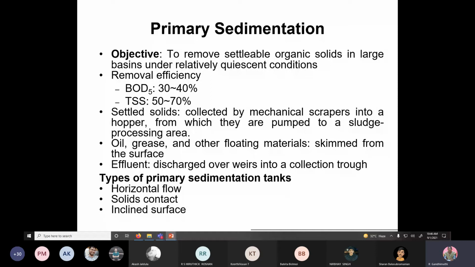Therefore, the main objective of the primary sedimentation tank is to remove the suspended solids. Here you can expect almost 50 to 70% of TSS removal. In addition to that, some of the suspended organics, not the soluble organics, almost 30 to 40%, are removed. That is measured in terms of biochemical oxygen demand.